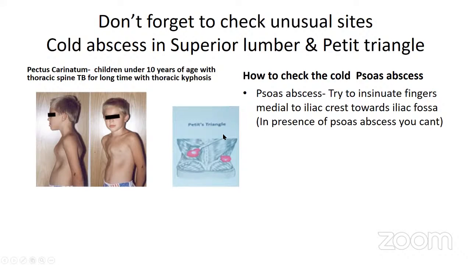Not only that, there are some other areas to check where a cold abscess is possible, like this, the superior lumbar triangle or the Petit's triangle. Now the examiner may ask, if there is some suspicion of a psoas abscess, how to demonstrate it? It is not visible, but it may be there. So how to demonstrate the presence of a psoas abscess?